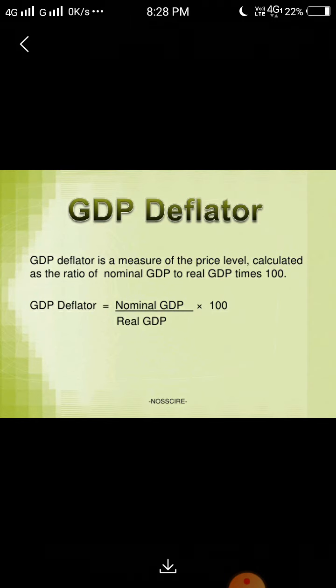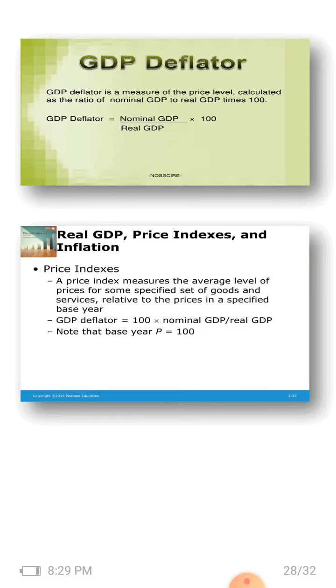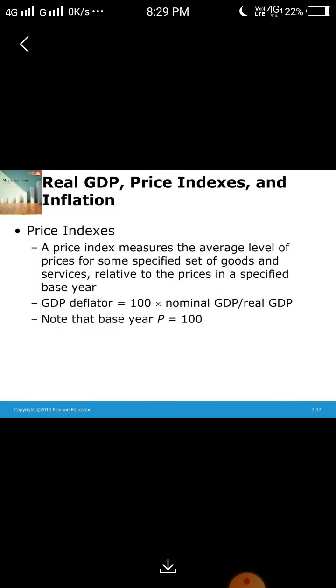The GDP deflator is a measure of price level calculated as the ratio of nominal GDP to real GDP times 100. Meaning GDP deflator equals nominal GDP upon real GDP times 100. So you must understand it. GDP deflator is the ratio of nominal and real GDP.